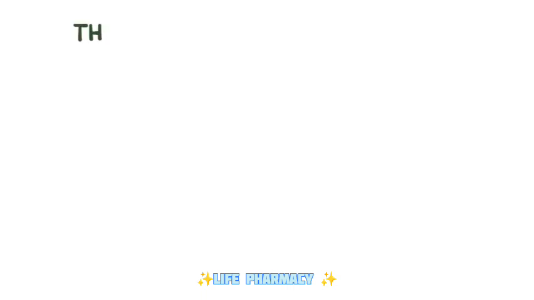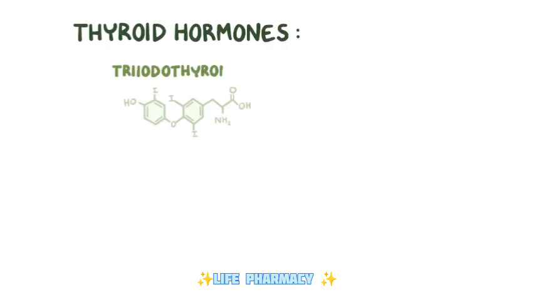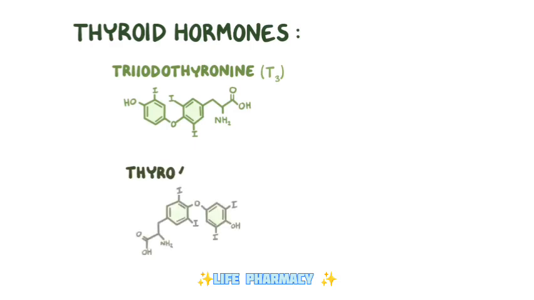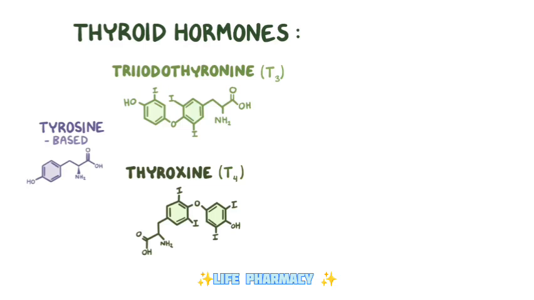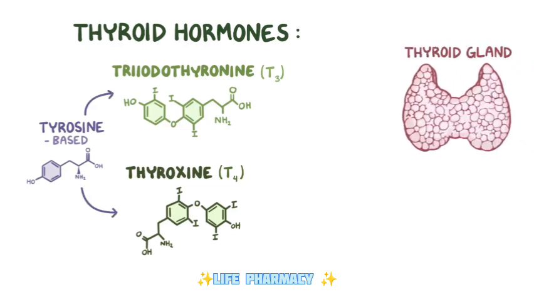There are two different thyroid hormones, triiodothyronine or T3 and thyroxine or T4. They're two tyrosine-based, iodine-containing hormones that are secreted by the thyroid gland, which is located anteriorly in the neck and consists of two lobes that look like two thumbs hooked together in the shape of a V.